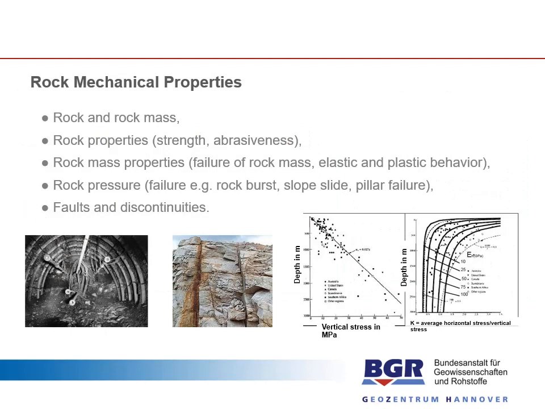The exploitability of a deposit is also defined by rock mechanical properties like the rock properties, such as strength and abrasiveness, and rock mass properties like failure of the rock mass, elastic and plastic behavior, but also failure, for example, rock burst, slope slide, and pillar failure, and faults and discontinuities.